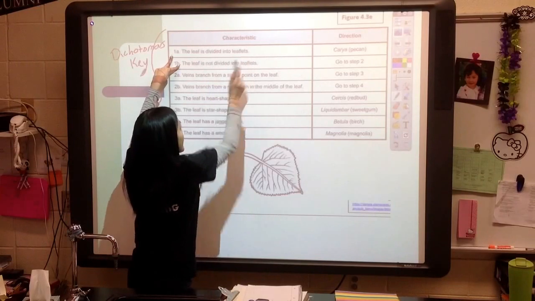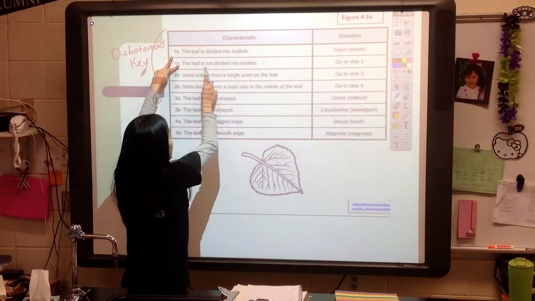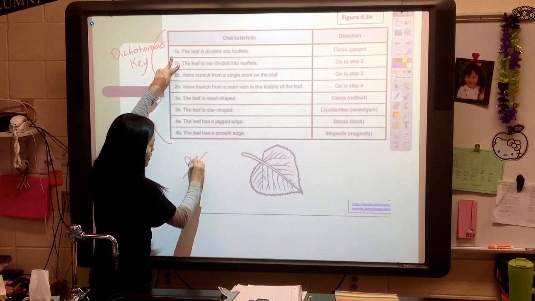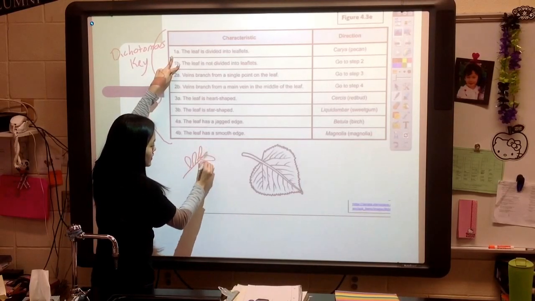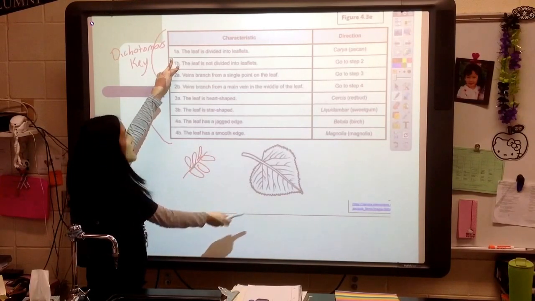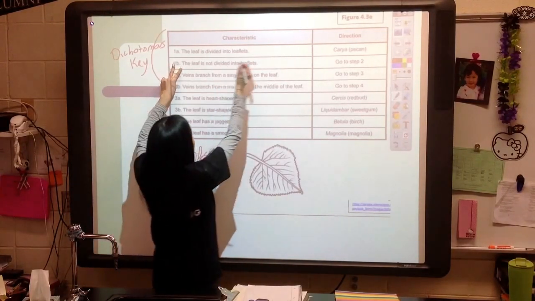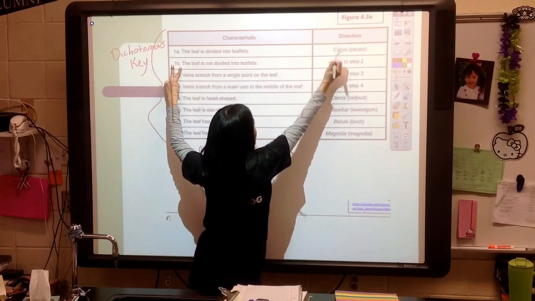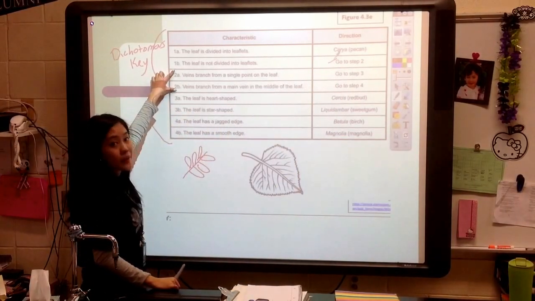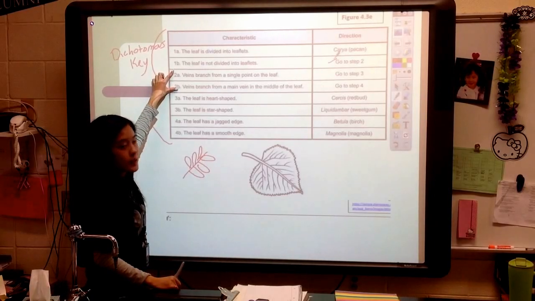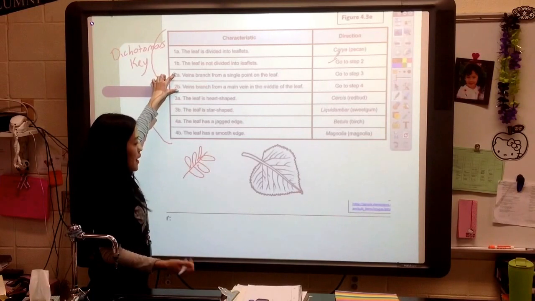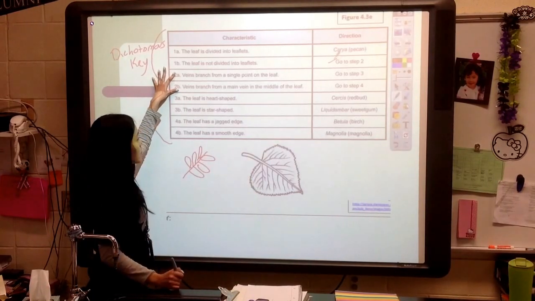Is the leaf divided into leaflets, or is the leaf not divided into leaflets? Leaflets would mean that you have little small leaves like this. Does this have leaflets? No, it doesn't. So it is not divided into leaflets. So what I would do is go to step 2. Step 2, I would also look at A and B. So take a second to look at A and B. Which one matches with this example leaf?